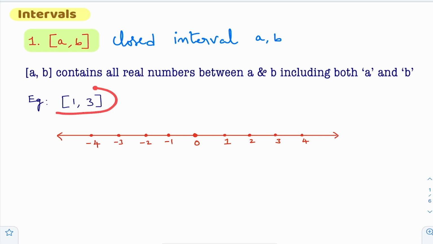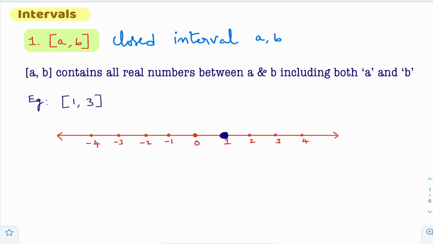I'll mark this closed interval on this number line. See here, first 1 is there. You write a dark circle. That means this is a closed interval. Closed interval means 1 is also included, 3 is also included. That's why I'm marking a dark circle here.